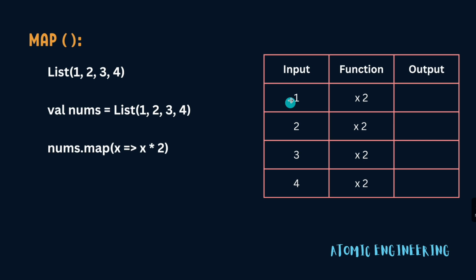When we multiply 1 with 2, we see the result of 2. Same when 2 is multiplied with 2, it's 4, 3 * 2 is 6, and 4 * 2 is 8. So this is going to be our output. That is, for every element in the input, we get an output. So our output is going to be a list again with the numbers 2, 4, 6, and 8, which is the double of the input list. Let's try to code this out.